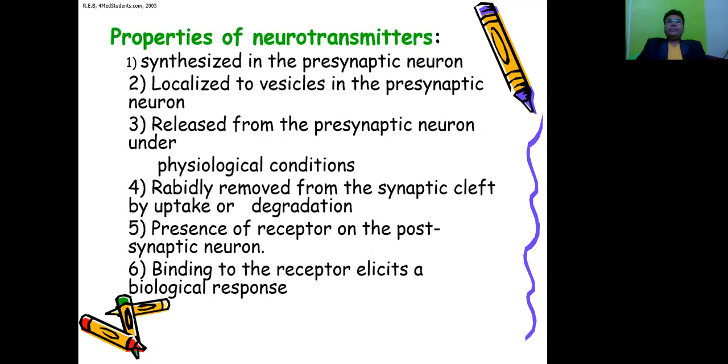Now, what are the properties of the neurotransmitters? Number one, they are synthesized in the presynaptic neuron, localized to vesicles in the presynaptic neuron. They are released from the presynaptic neuron under physiological conditions. They are rapidly removed from the synaptic cleft by uptake or degradation. There is presence of receptor on the postsynaptic neuron, and binding to the receptor elicits a biological response.